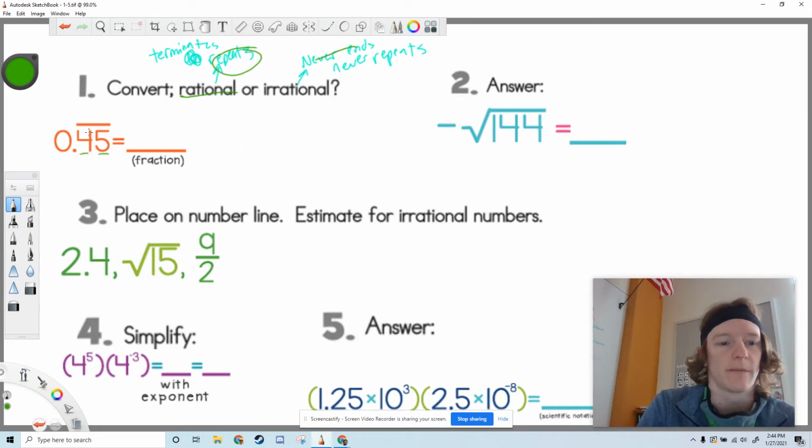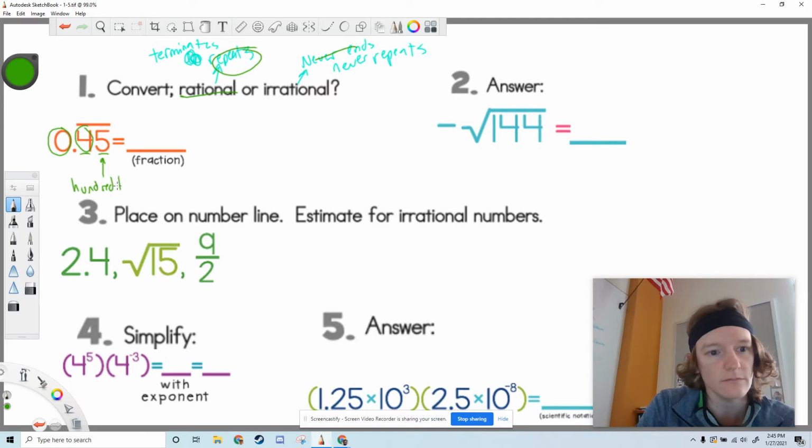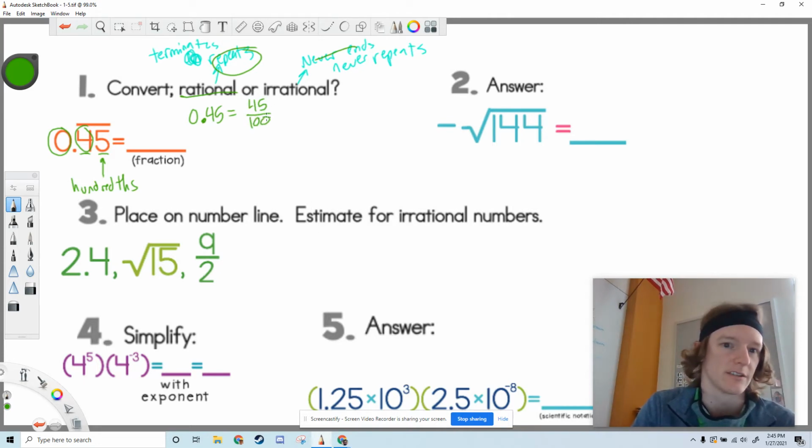I'm going to show you the little trick here. We've got 45 repeated over and over and over again. Here's the ones, here's the tenths, and this 5 is in the hundredths place. If I just said 0.45, that would be 45 in the 100ths place. That would be our fraction. We can simplify that, but that would be where we start.